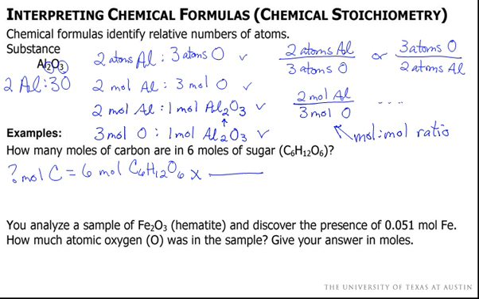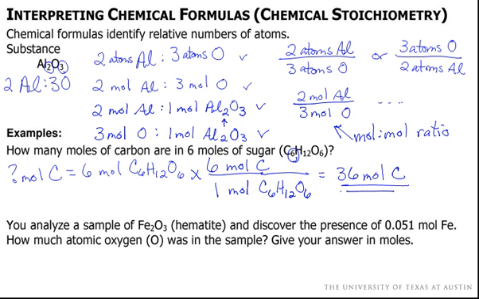So here my mole-mole ratio, let's see, I want to get rid of moles of C6H12O6 and put in there the moles that I'm looking for, which is carbon. I notice that on the carbon is a 6, so every 1 mole of my molecule, I have 6 moles of carbon. So I have 6 times 6 is 36 moles of carbon. And that's my answer. Likewise, if I had 10 moles of sugar, I'd have 60 moles of carbon, and so forth.